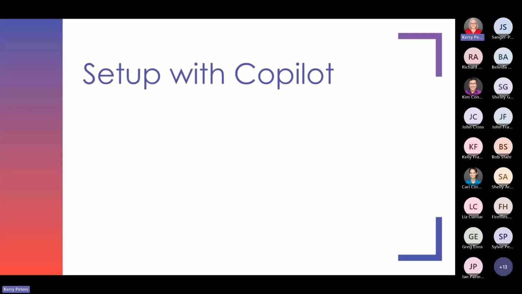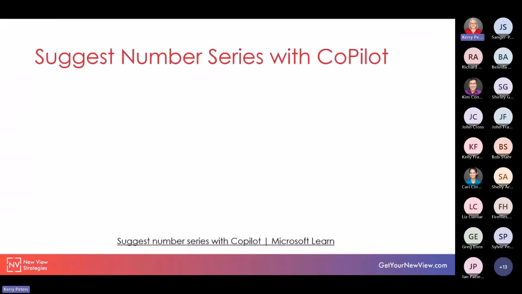Next, I'd like to talk about one of the new Copilot features, and the feature is to suggest number series with Copilot. And I'll show a couple short videos on this, but I think the reason that I was a little bit conflicted is because usually number series is a one-time setup, and it's something that you would work with the partner on. However, I did really like this when I tested it out, so let's take a look at what it can do with some short videos.